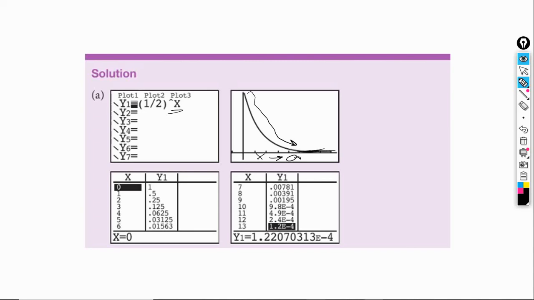So for example, in this table, we see what happens when, say, x is 13. So if you have (1/2)^13, you get 1.22070313, and this means times 10 to the power of -4. So what that means is that you get 0.000122070313, etc. Right? So this is obviously closer and closer to absolute 0.